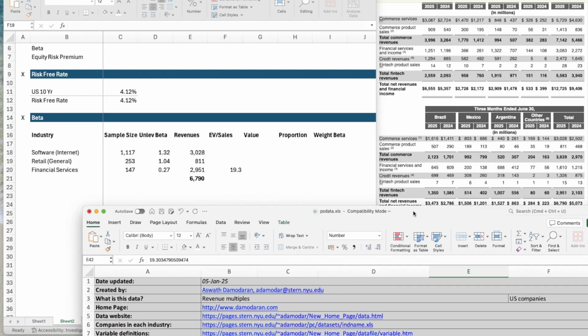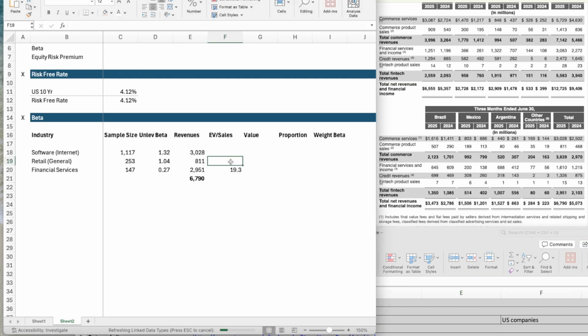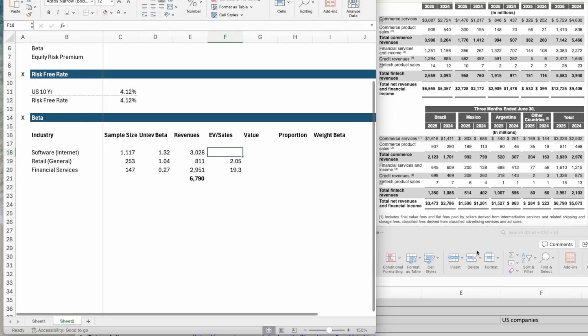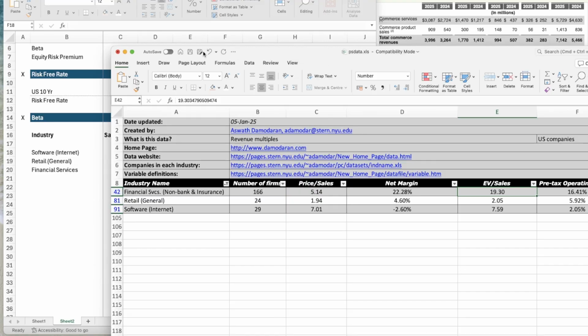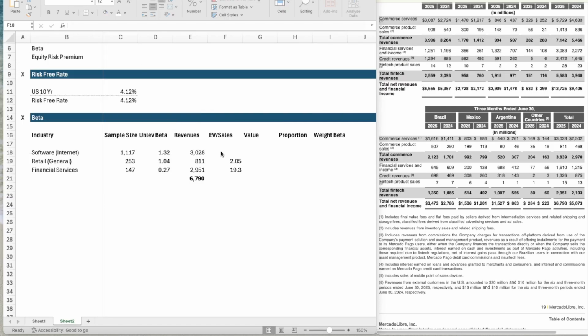Retail general 2.05. Nope, that's not right. Then what was the last one? Software internet is 7.59. So the value of each of these segments is, and then we get to take the full value. So the value of those three revenue segments, when you add it all together, is just under 82 billion.